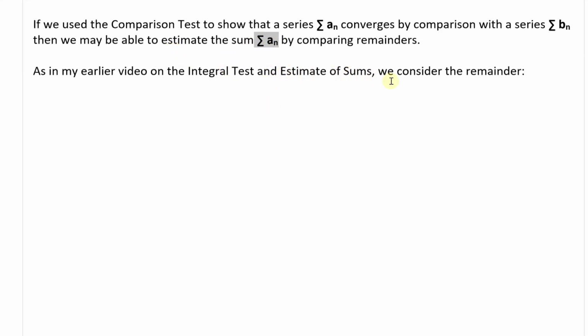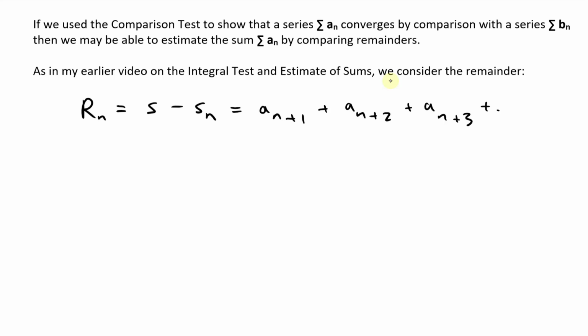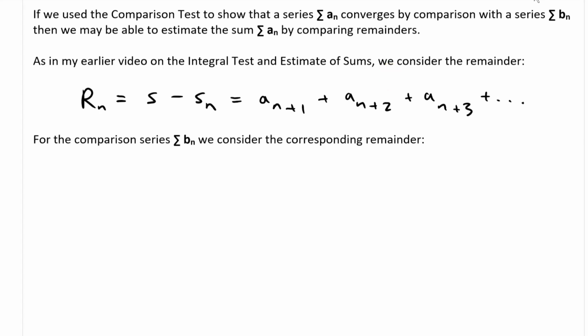As in my earlier video on the integral test and estimate of sums, we consider the remainder, which we'll write as Rn. Remember, Rn is just equal to the actual sum, if it's convergent, minus the partial sum Sn, however accurately you want to calculate it, and this just equals the terms after the nth term. So we're going to have a(n+1) plus a(n+2) plus a(n+3), and so on. And now for the comparison series bn, we consider the corresponding remainder, and again we'll use the same notation as before, so we'll now use capital T.